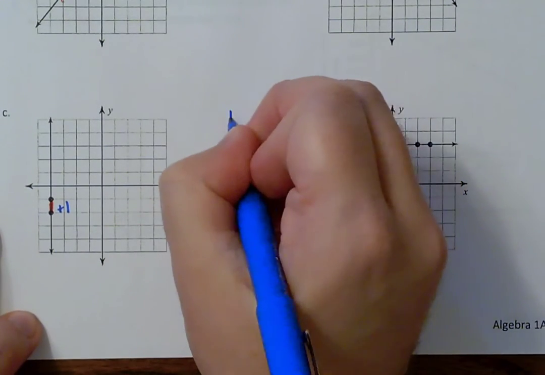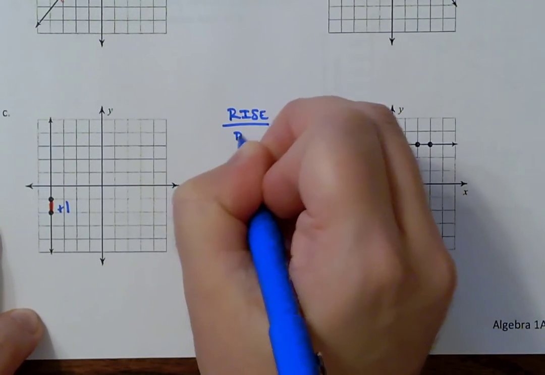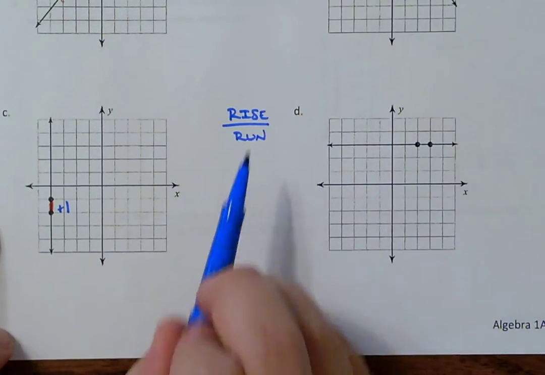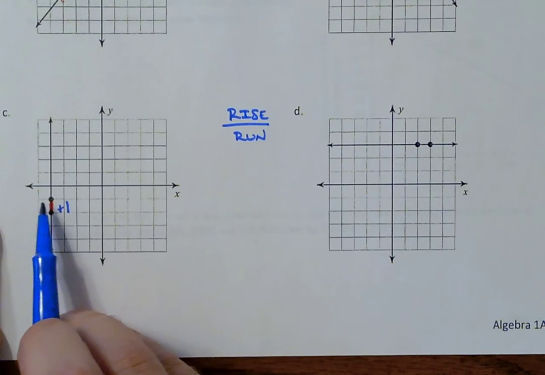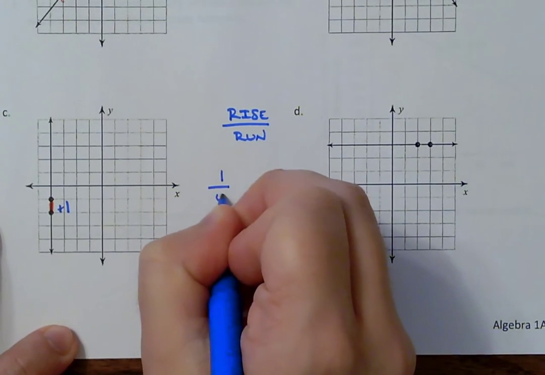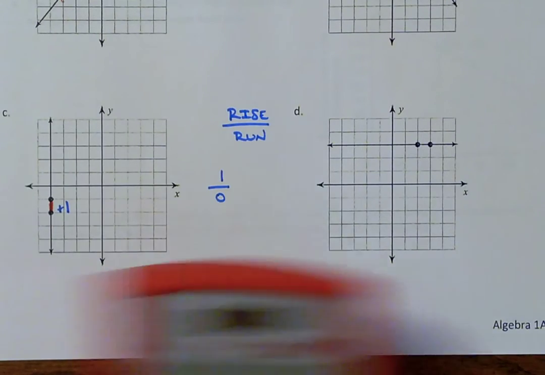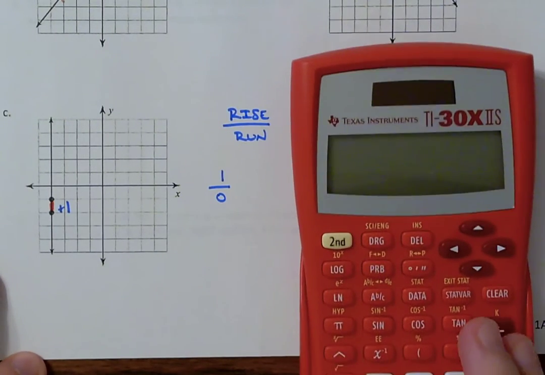So if we're thinking again, rise over run. Okay, I went up 1, but I didn't go to the right or left any. So that means it's going to be 1 over 0. Now, 1 over 0, and the reason why I'm talking about these is because something special happens.